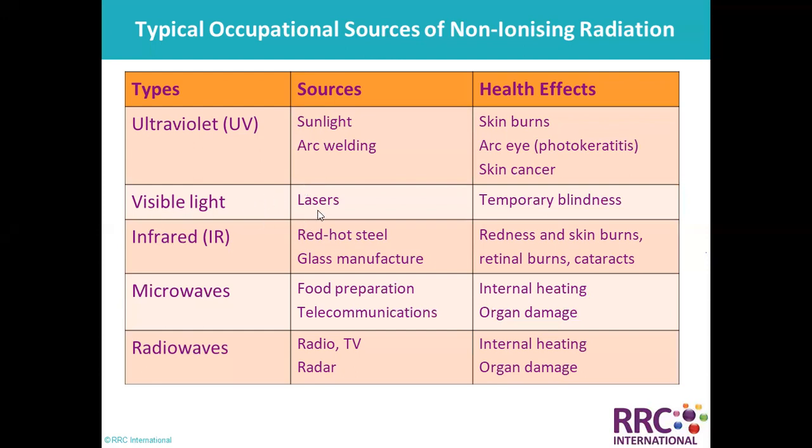Now, visible light, lasers: temporary blindness. Infrared, IR: red hot steel, glass manufacture. That means redness and skin burns, retinal burns or cataracts. Microwaves: food preparation and telecommunications. That means internal heating and organ damage. Radio waves like radio, TV, and radar: these are the sources. Health effects are internal heating and organ damage.